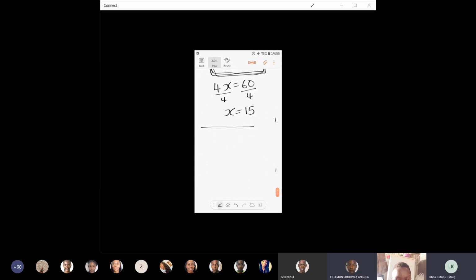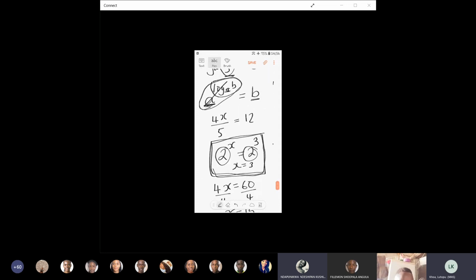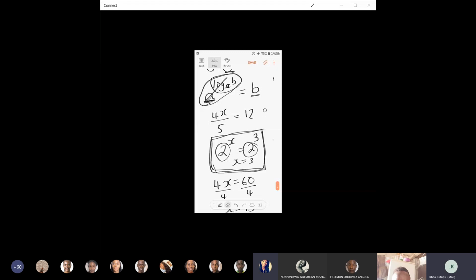Miss, how did you get 60? I got lost because it was equal to 12. How did you get the 60? How will you solve for x here? What will you do? You make x the subject of the formula. Exactly, 12 times 5. Multiply by 12 on both sides, by 5 on both sides, you get 60. And then you divide by 4.